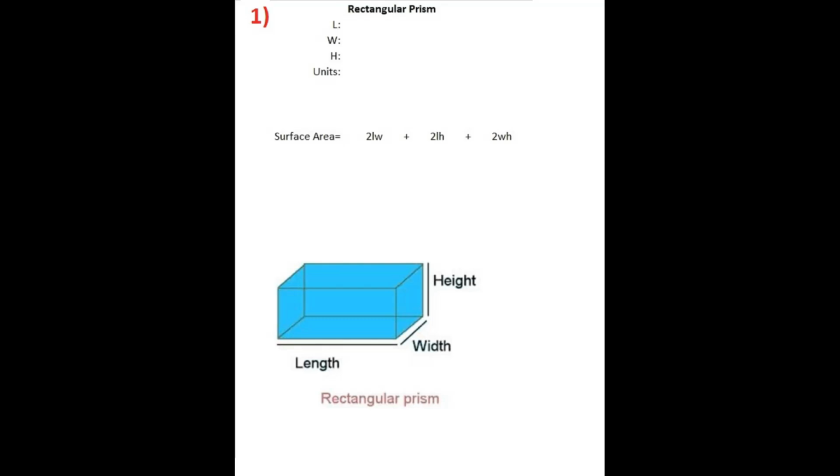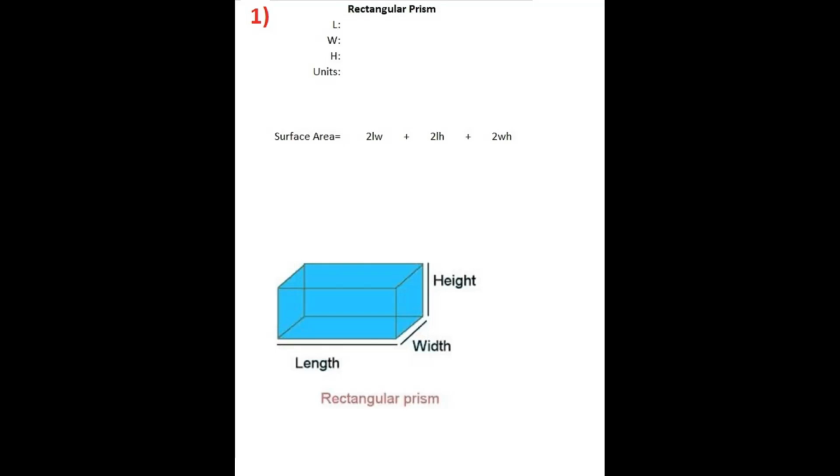So starting with number 1. We're looking at a rectangular prism, and we have here length, width, and height. And the topic tonight is surface area. Now, I know we've skipped about a week, but when I go back and fill in the blanks, all of this is going to make sense. So I'm just going to jump into the problem.